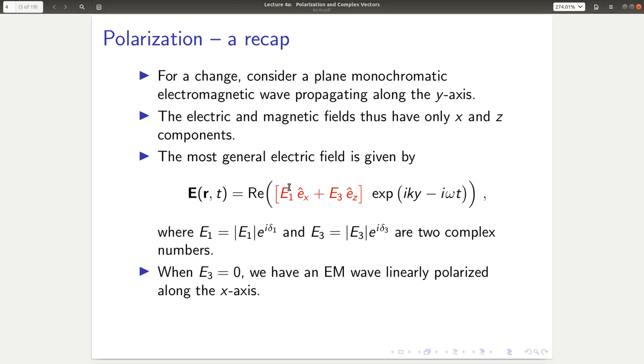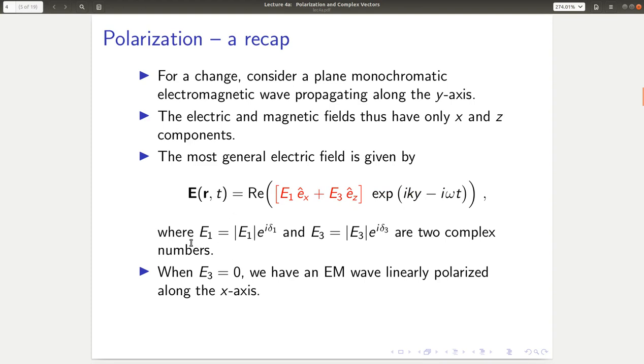Okay. So now we know that the electric and magnetic fields have to be perpendicular to this, so they can only have x and z components. So the most general electric field is given as follows. It's E(r,t) is the real part of a complex vector, which I have shown in red, which is (E1 x-hat plus E3 z-hat) times exponential of i(ky minus omega t). So the exponential factor just shows you that it's an electromagnetic wave propagating along the y direction, and the real part just takes care of getting a real electric field.